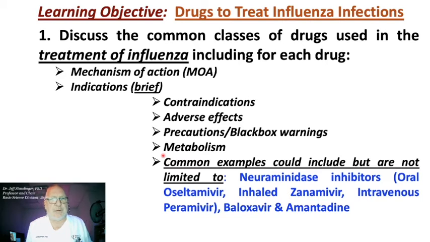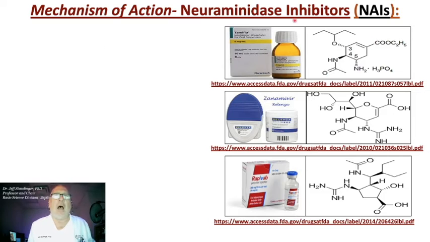Common examples of drugs in this class include neuraminidase inhibitors. The neuraminidase inhibitors I'll treat as a group: Oseltamivir, inhaled Zanamivir, IV Peramivir. We're also going to talk about two other drugs called baloxavir and amantadine. The mechanism of action is common amongst this group of drugs.